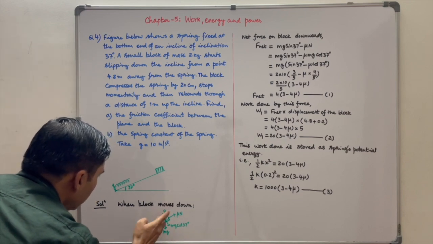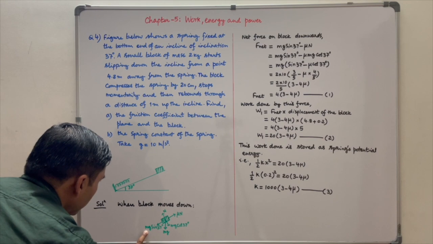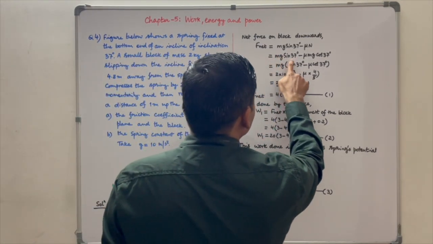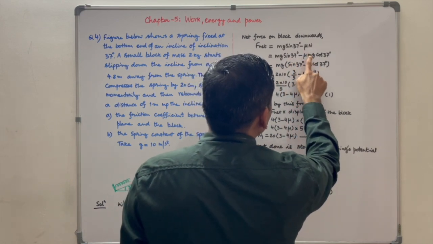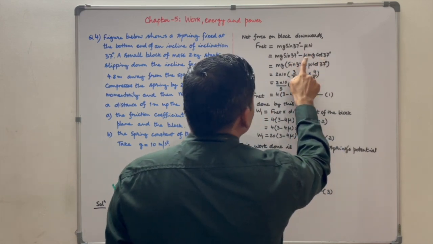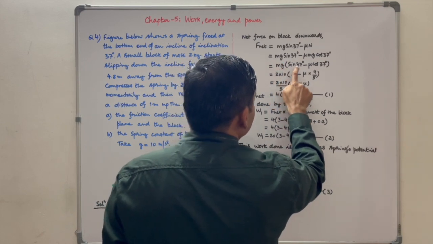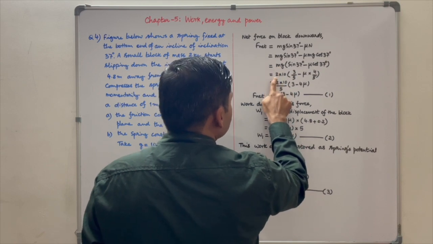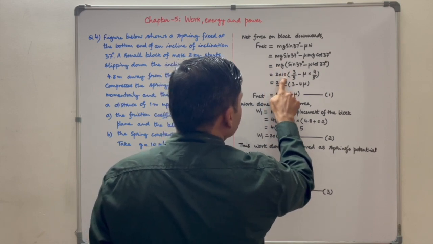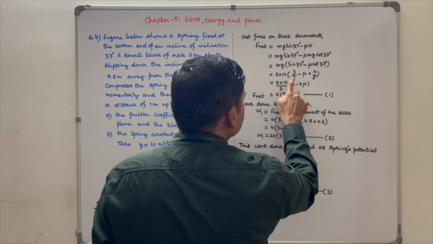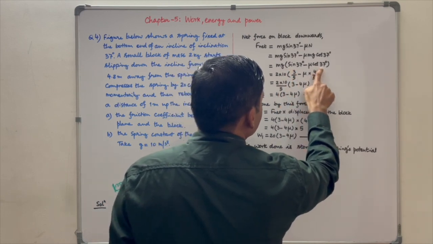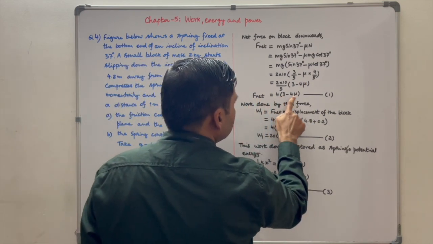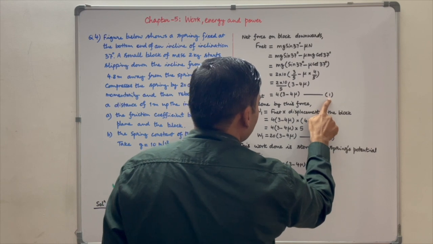Net force on the block downwards will be mg sine 37 minus mu N. So F net is equal to mg sine 37 minus mu N, where N is equal to mg cos 37. So it is mg into sine 37 minus mu cos 37. The value of m is given as 2 kg. g we can take 10 meter per second square. The value of sine 37 is 3 by 5 and the value of cos 37 is 4 by 5. So F net is equal to 4 into 3 minus 4 mu. This is equation number 1.